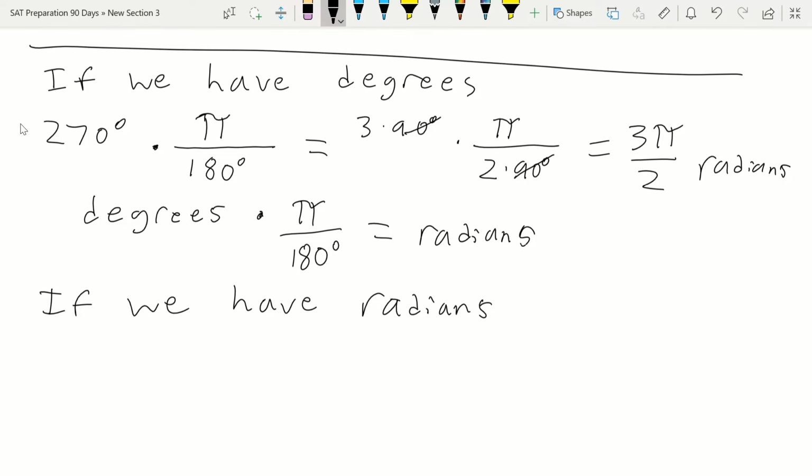So let's say that we had radians. Let's say that we have pi over 4. So we have pi over 4 radians.